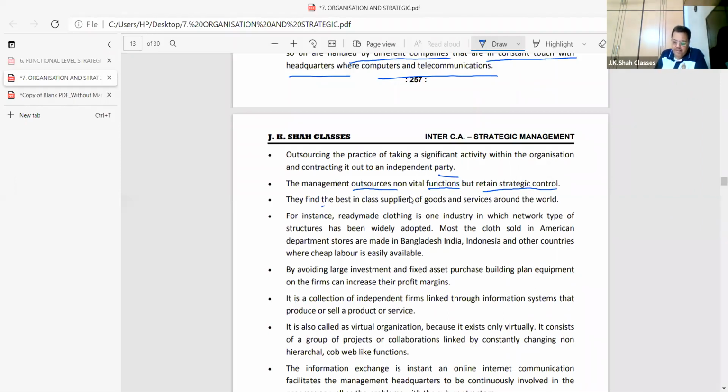See, they find the best in class supplier of goods around the world. The example is good. For instance, ready-made clothing is one industry in which the network type of structure has been widely adopted. Agreed, widely adopted. Most of the clothes, this is interesting, sold in American department stores are made in Bangladesh, India, Indonesia, and other countries where cheap labor is easily available.